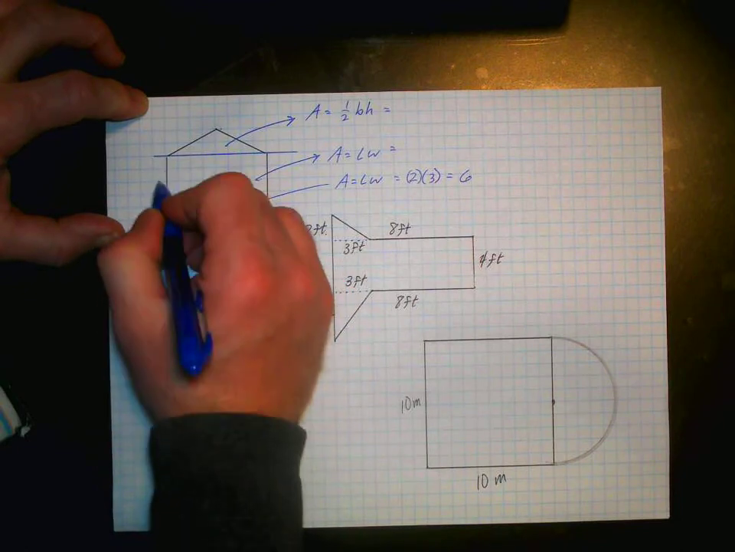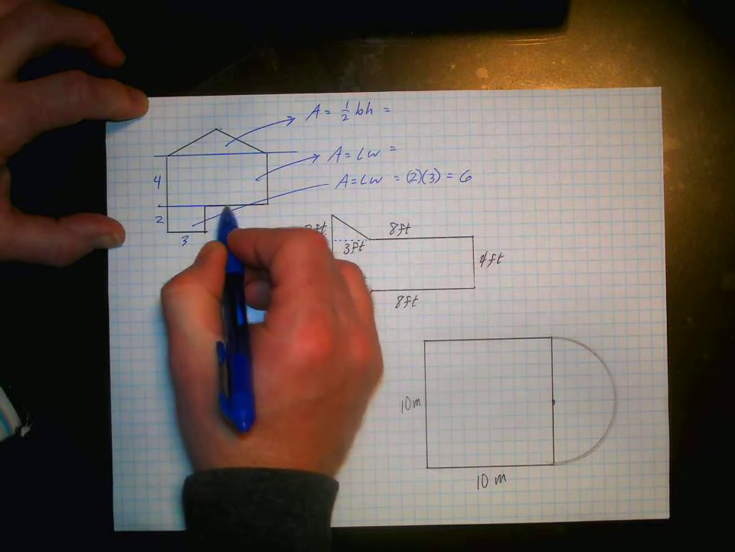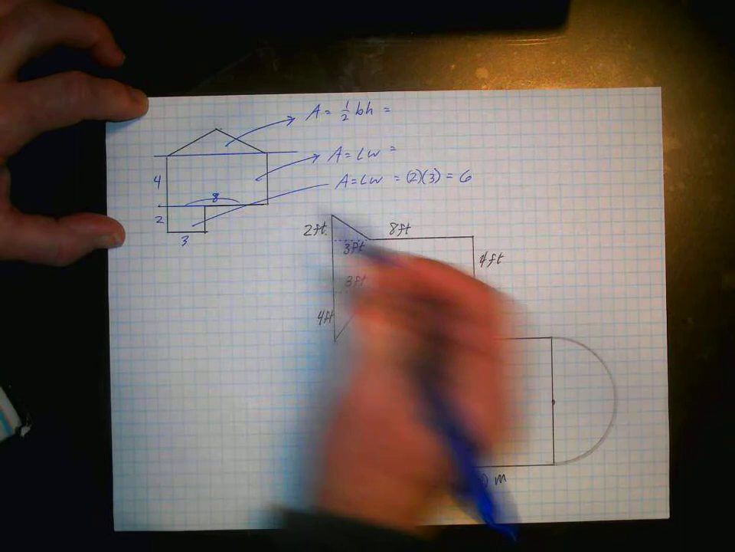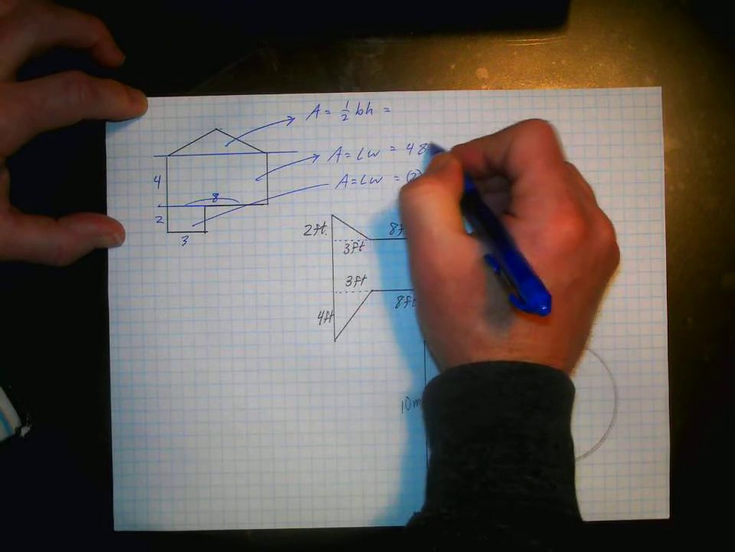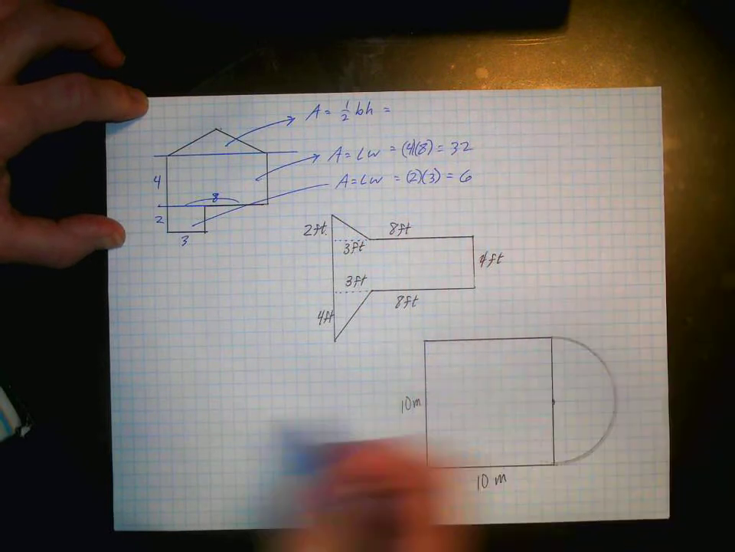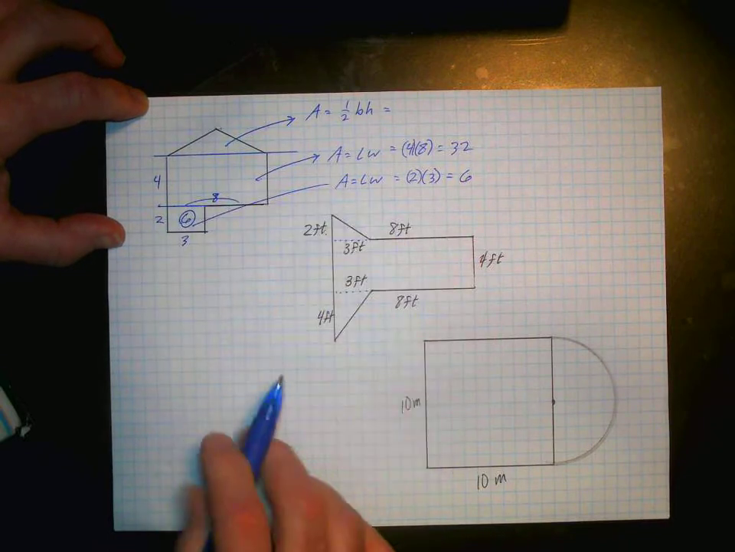This is 4, and 1, 2, 3, 4, 5, 6, 7, 8. So I'm going to call this 4 and 8, which equals 32. Now what I'm going to do with each of those areas is, I've already figured this one out, so I'm going to put it in there and I'm going to circle it.